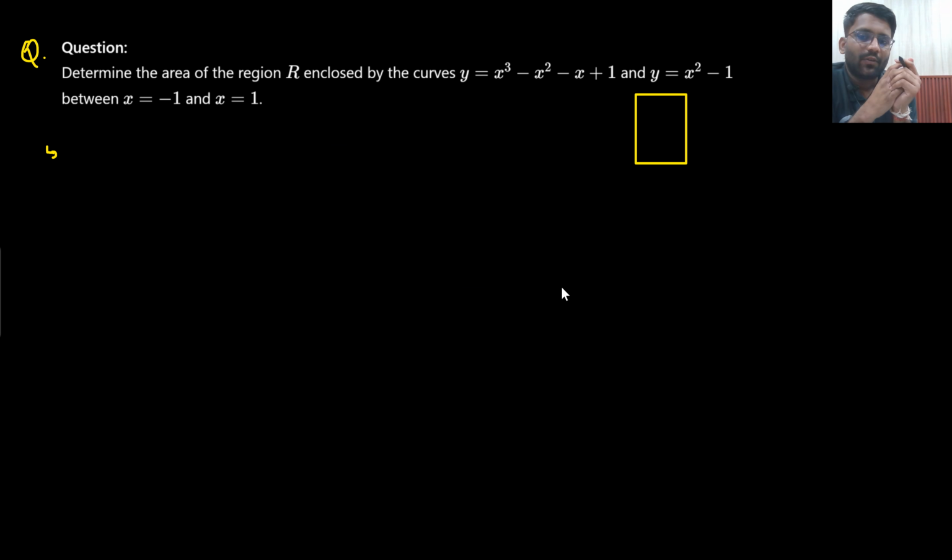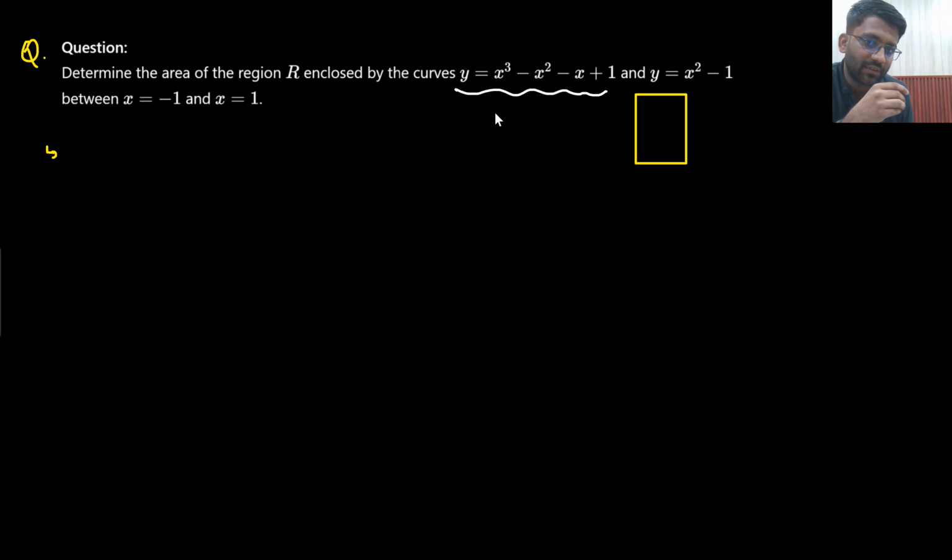Determine the area of the region enclosed by the curves y equals x cube minus x square minus x plus 1 and y equals x square minus 1 between x going from minus 1 to 1. So here I am asking you a question on application of derivatives as well, and along with that a question on integration as well, because you will have to draw this curve.